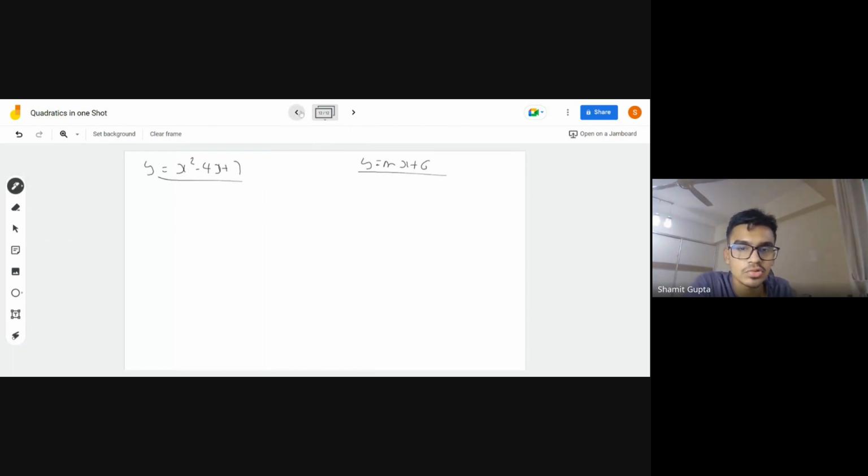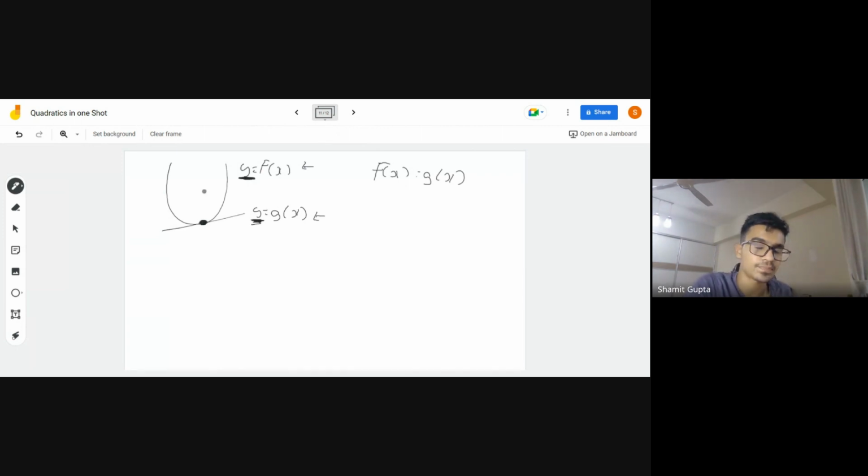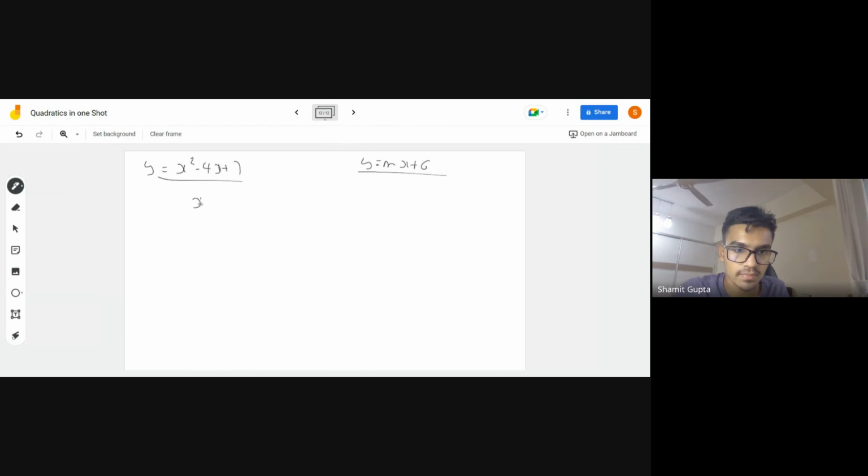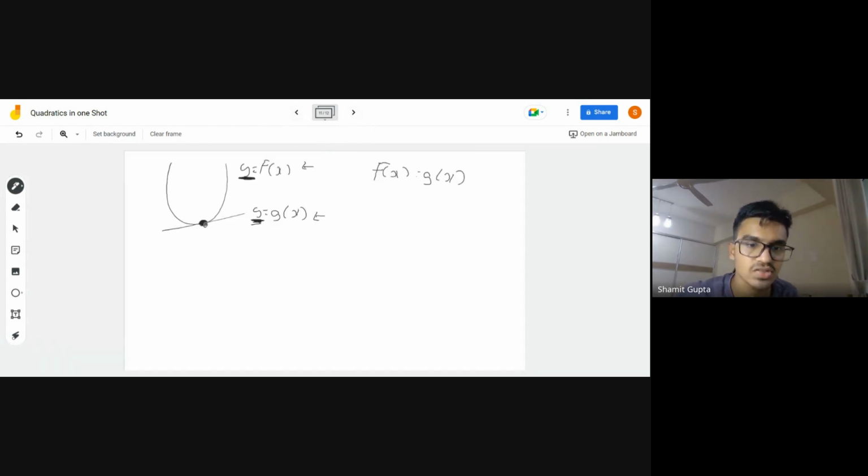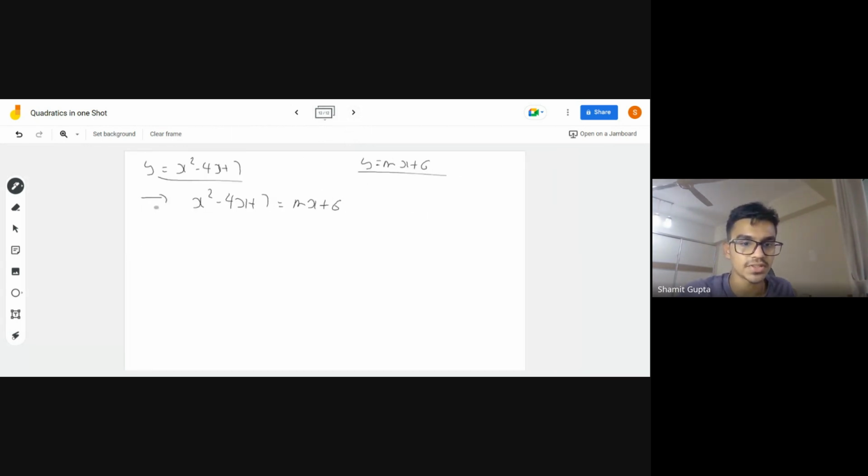So the first thing is, you know that when they intersect, the y coordinates are the same. So you can first equate them. x squared minus 4x plus 7 equals mx plus 6. Because these functions are in terms of x, you are actually finding the x coordinate of this point. We are saying that the x coordinate of this point is a solution to this equation. So let's bring it into our nice little quadratic form, which we like. I'll be a little bit quick because we need to respect time also.